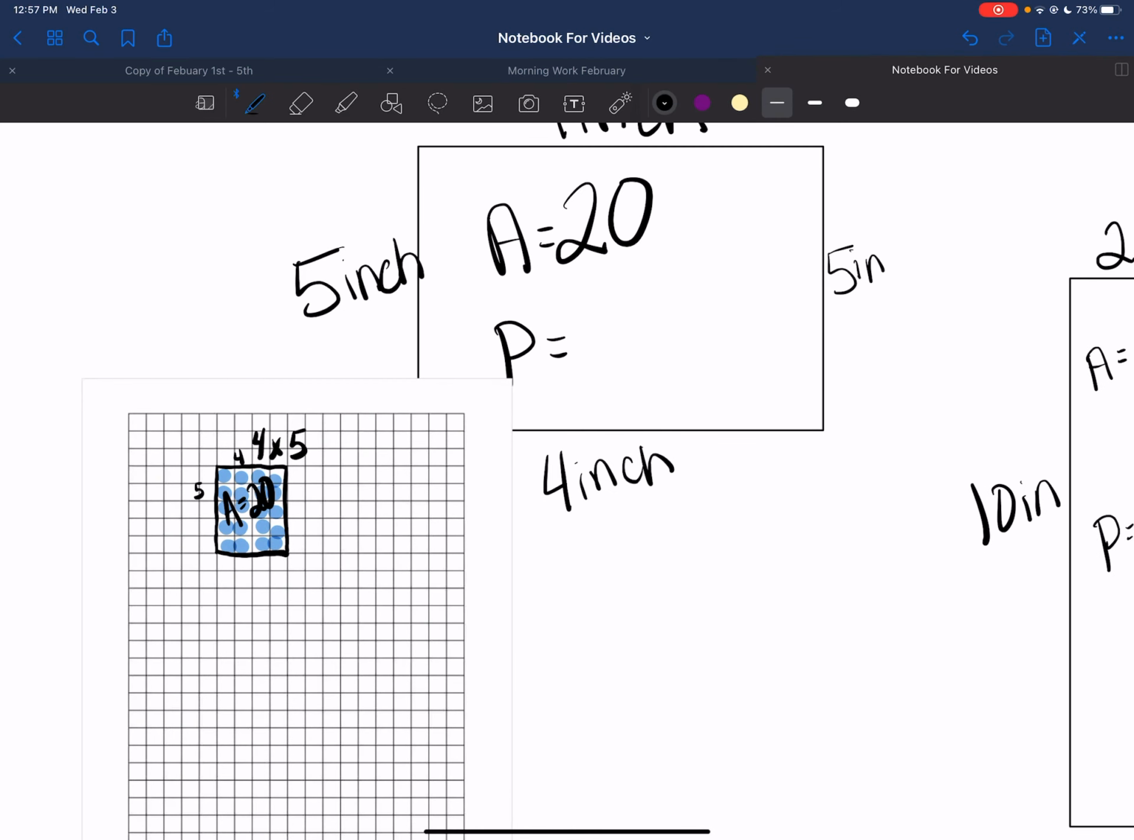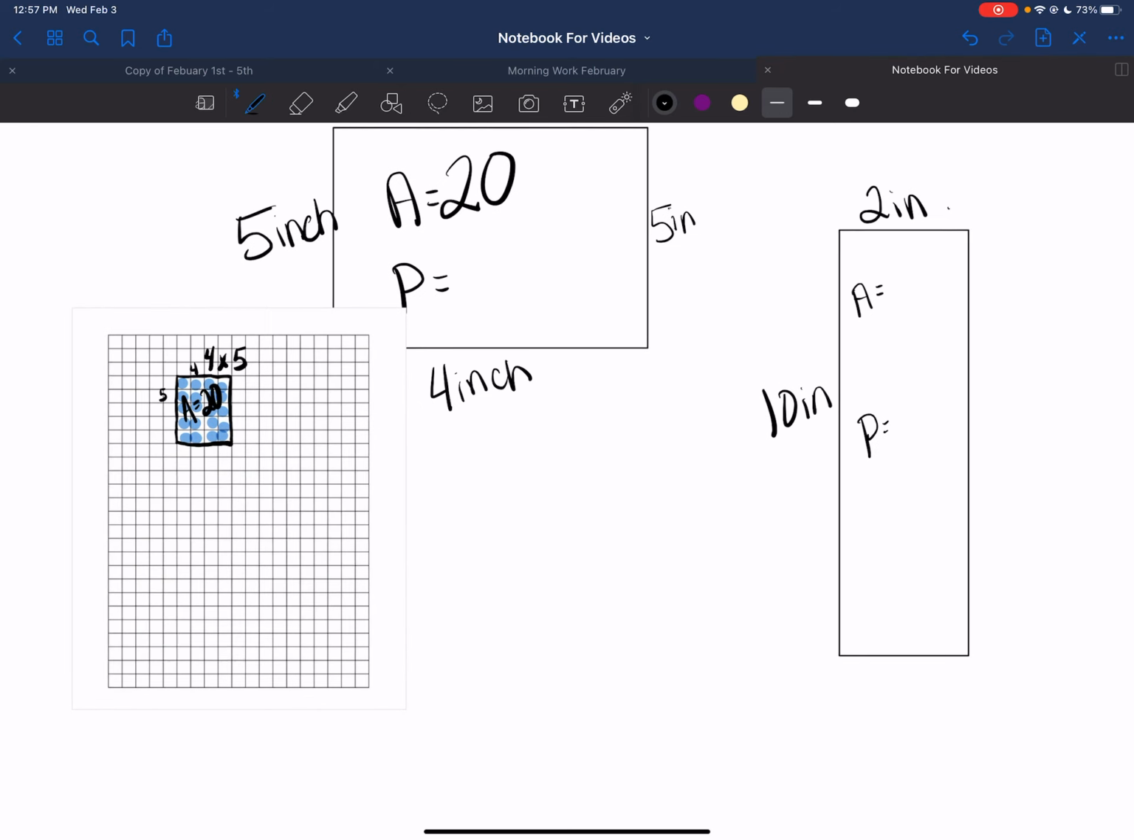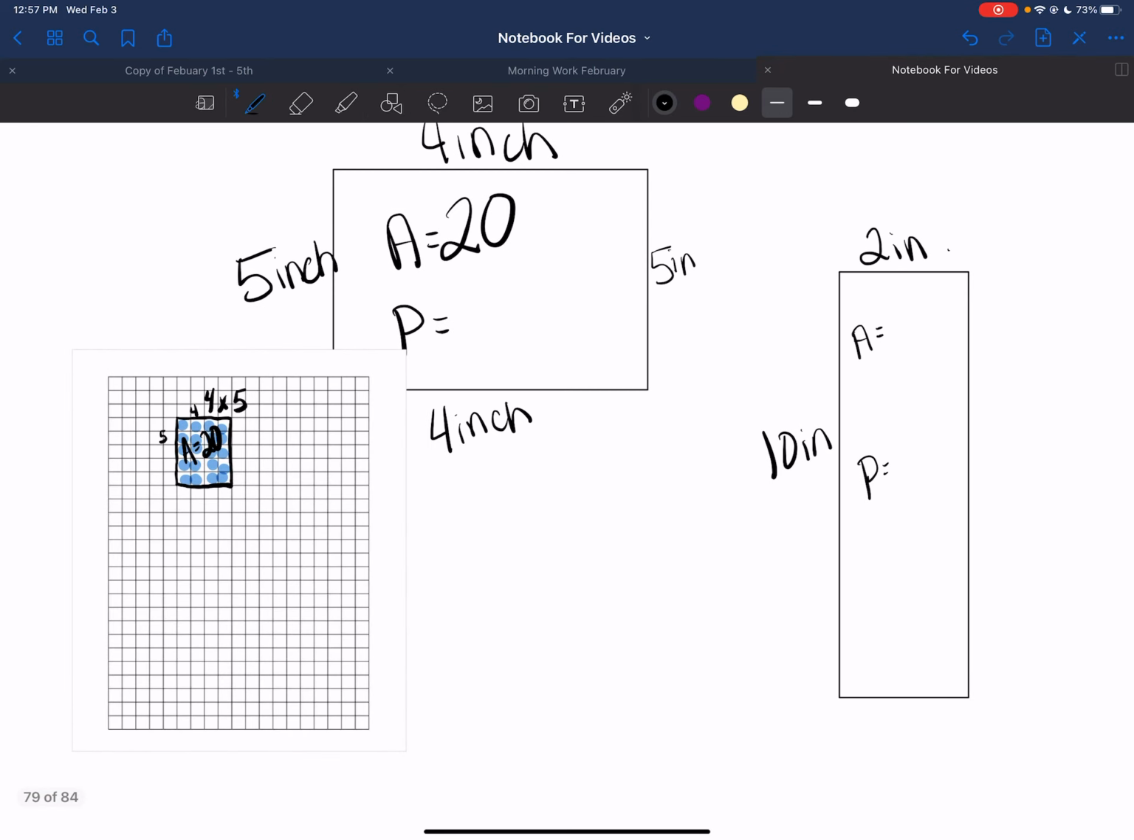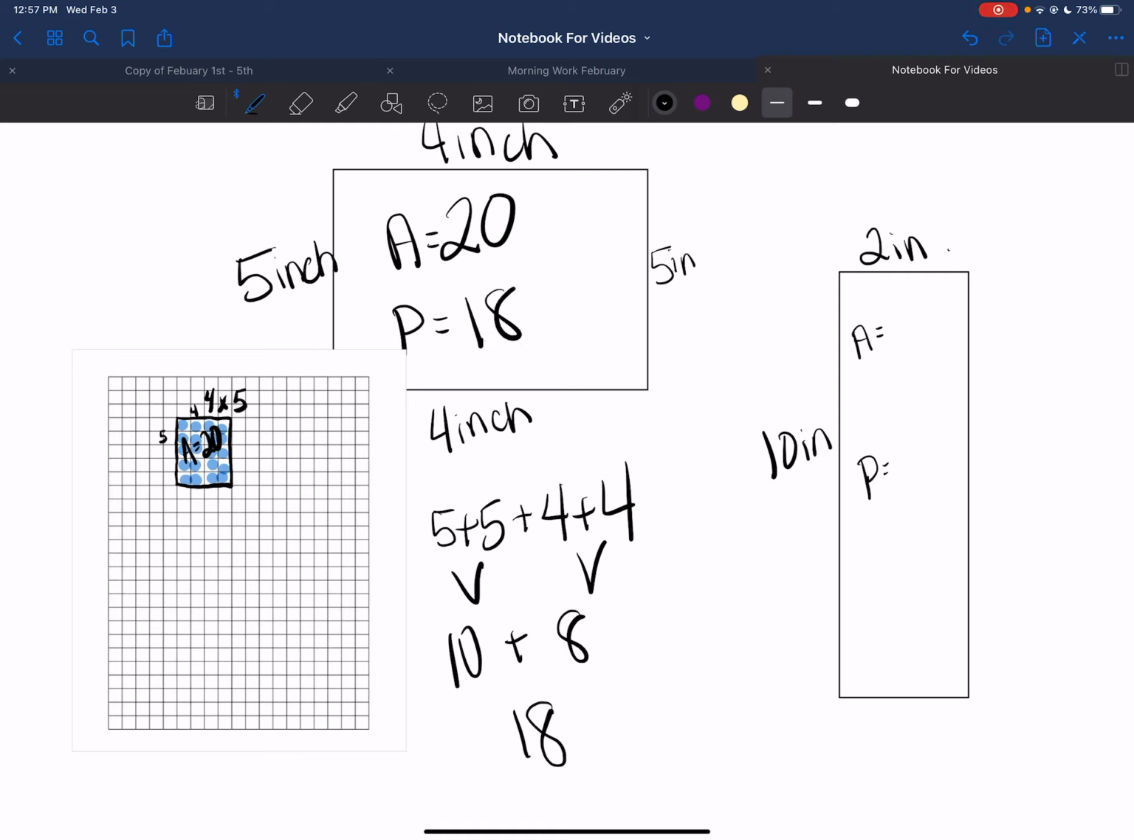Area equals 20. Also, if you would have chosen to multiply your length times your width, if you know that 4 times 5 equals 20, then you have your area. Now to solve for P, or perimeter, all I do is add my side lengths. So 5 plus 5 plus 4 plus 4. 5 plus 5 is 10, plus 4 plus 4 is 8. 10 plus 8 is 18. So for this rectangle, I can see that A is 20 and the P, perimeter, is 18.